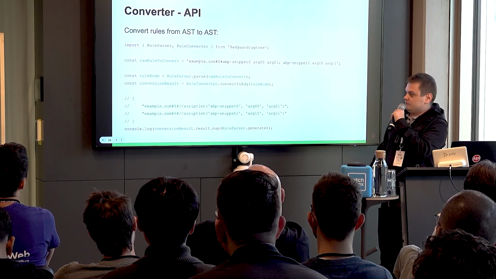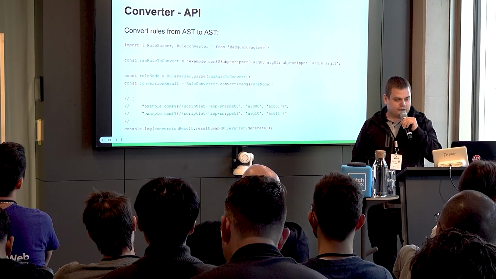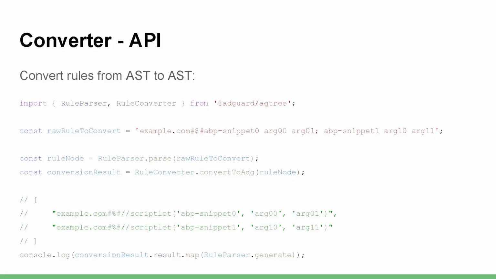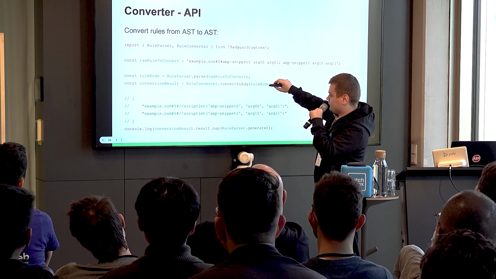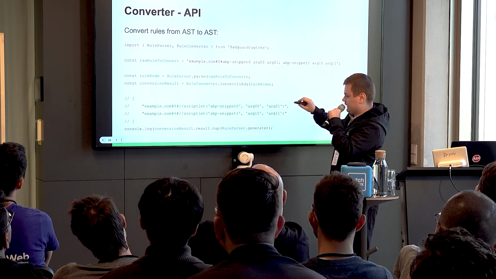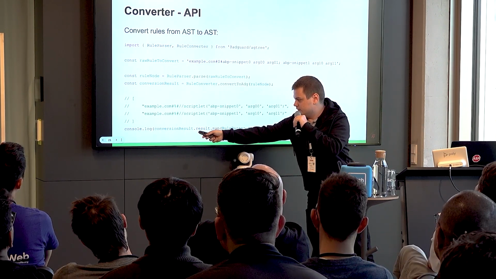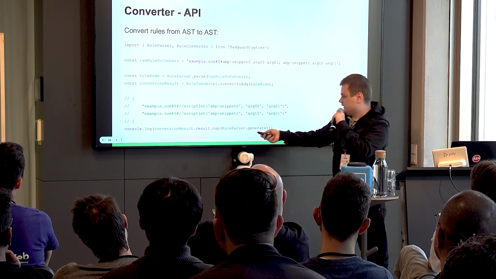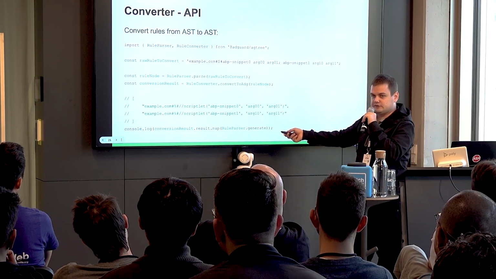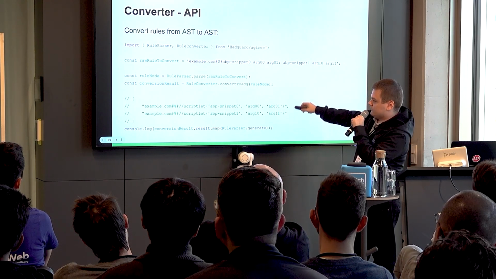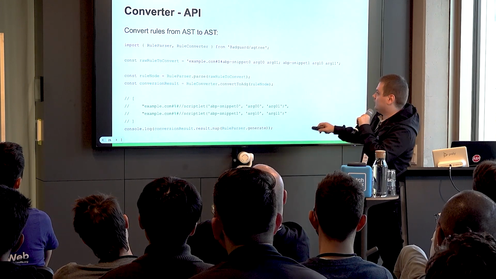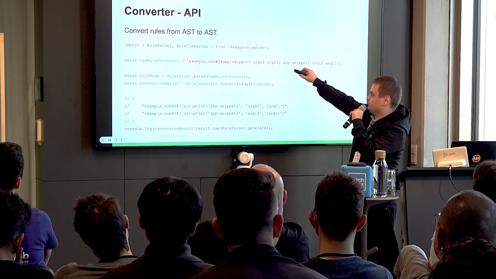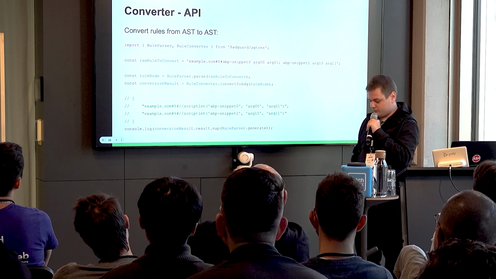And this slide is also quite technical, showing a minimal working example demonstrating how to use the base converter API. So there is a rule. It's just a simple rule. You pass the rule node to the converter, and then you log the conversion result, mapping it with the generate function. And as a result you get the converted rules. There are two converted rules in the result. It's an interesting case because only AdBlock Plus allows using multiple snippets in one rule.